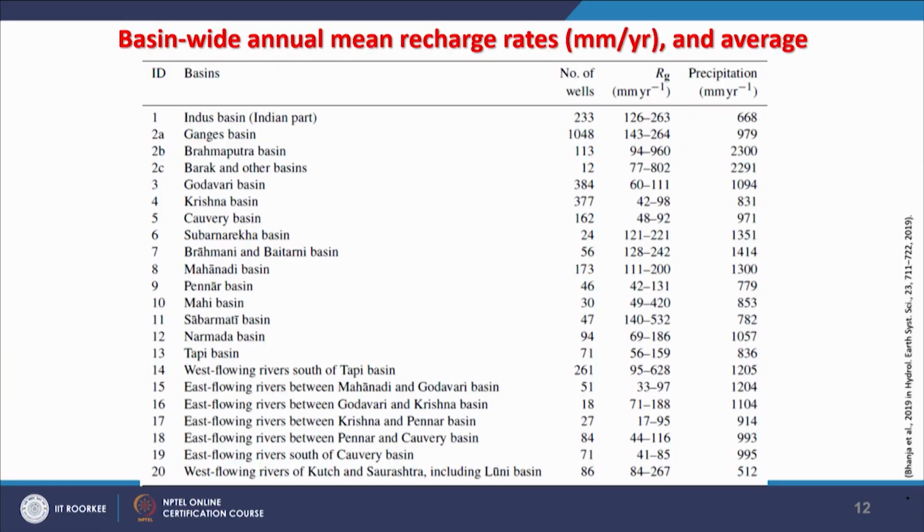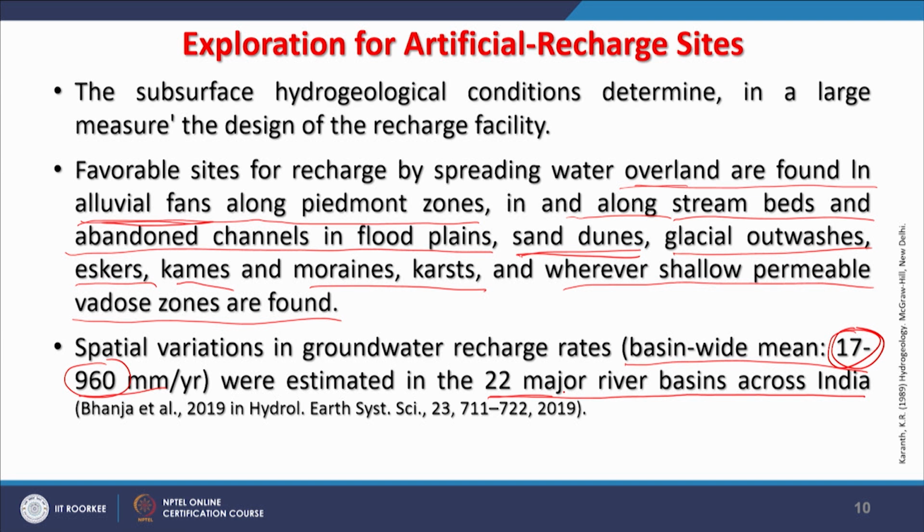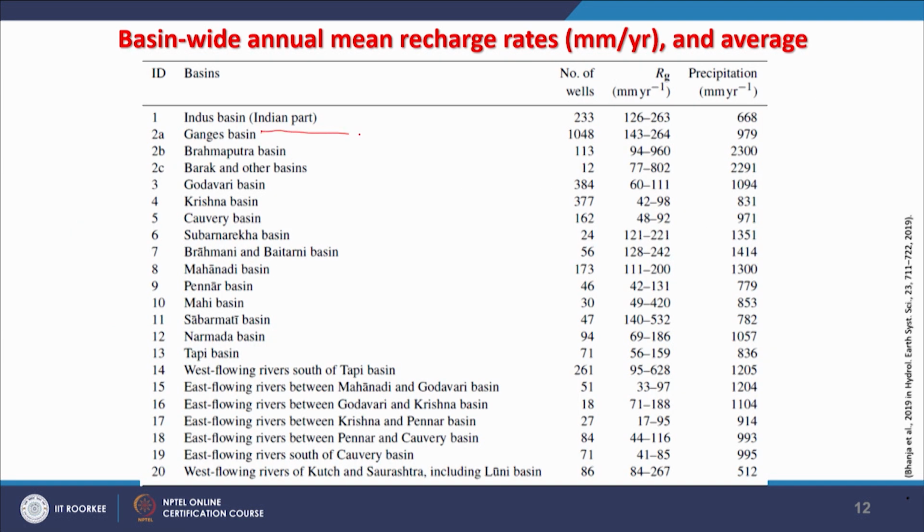If I look at basin wide annual mean recharge rates, that is millimeter per year, and average, this is the average for all those 22 basins. Like the Ganga basin, if I take the Ganga basin here, the number of wells is 1048, and the recharge rate per year is 143 to 264, and the average rainfall is 979. Number of wells where it has been observed does not mean the number of wells in the entire Indo-Gangetic plain, that would be too large a number, but here the wells which have been considered.